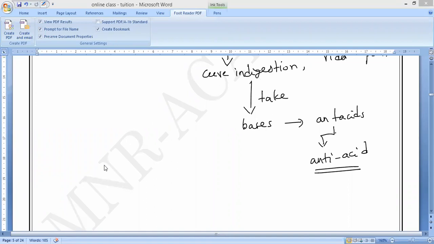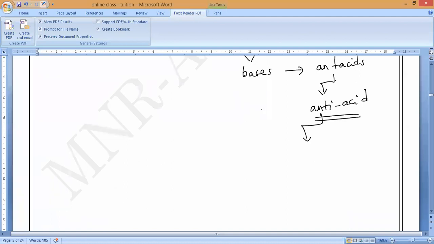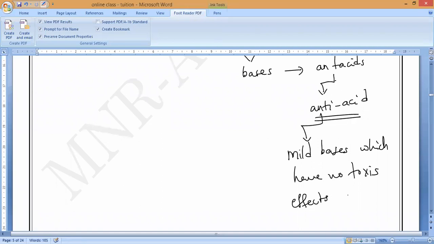That is what you have to remember. This antacid is made up of mild bases, which have no toxic contents and no toxic effects on the body. That is what you have to remember, all of you.